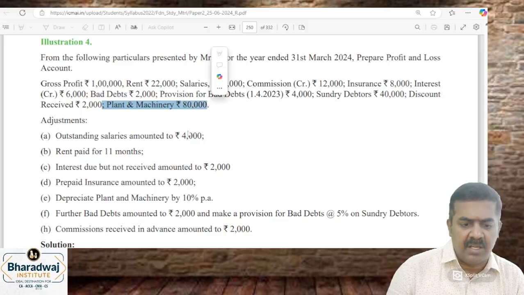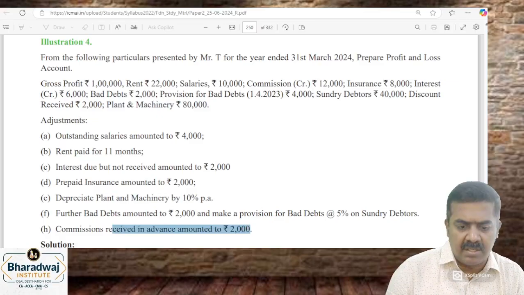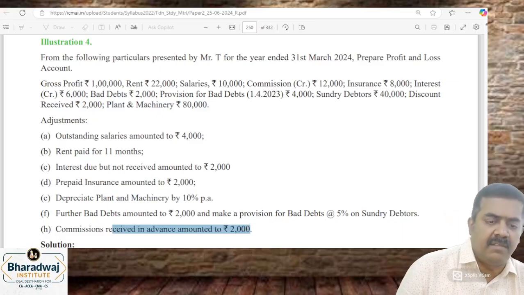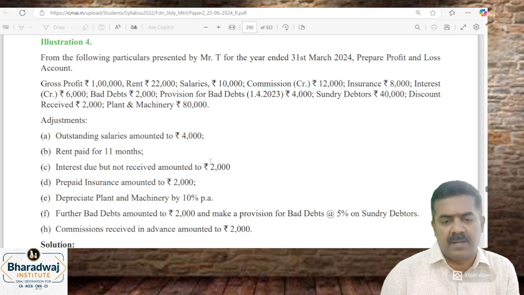Plant and machinery value is given. On this we will charge which one? Depreciation. Commission received in advance. Now, what is the commission credit? 12,000 minus 2,000. We will charge it in P&L account.